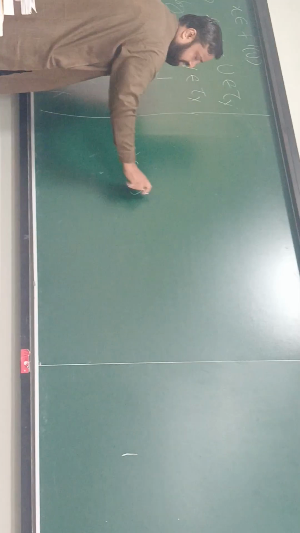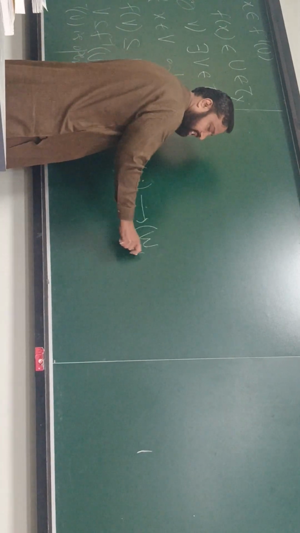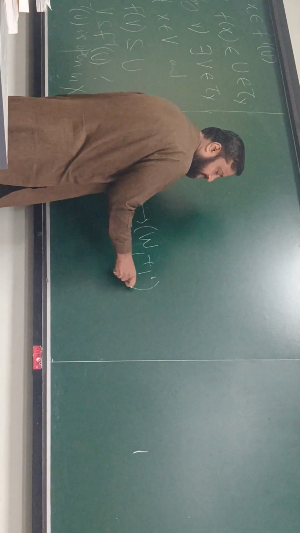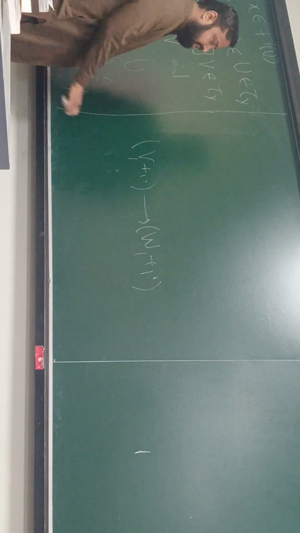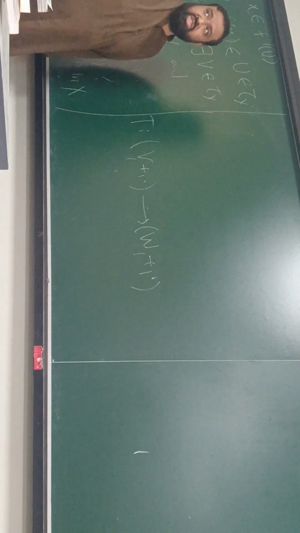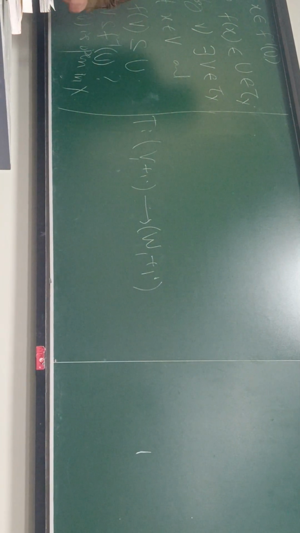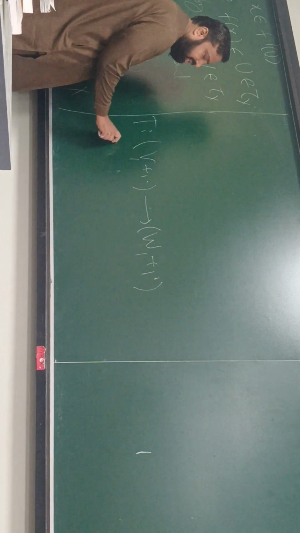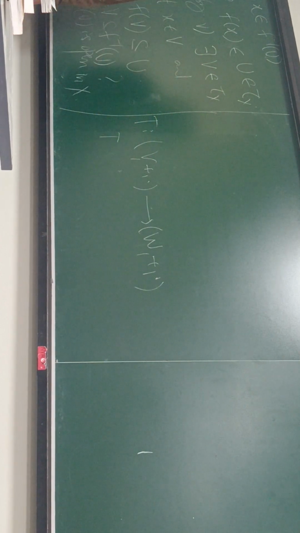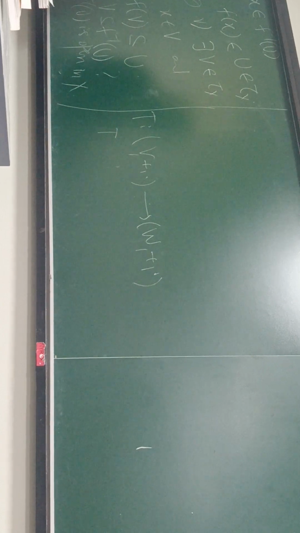So you have two vector spaces, V and W. Vector space is some object in which you can add things and scale and multiply them. And then you have another vector space in which you can add things and scale and multiply. So a map is a linear transformation if it preserves the structure.